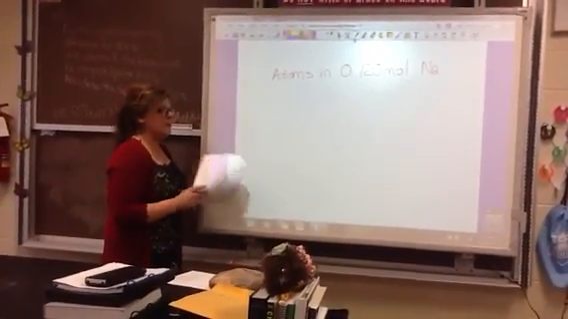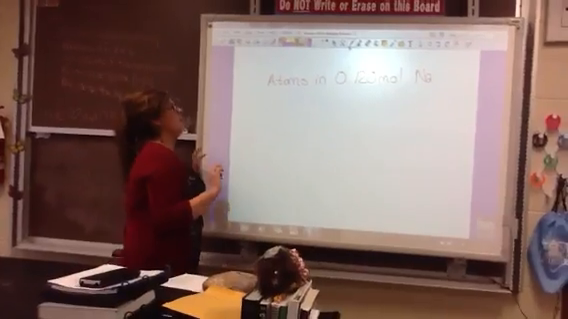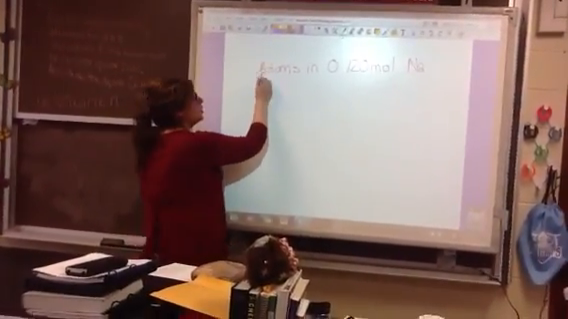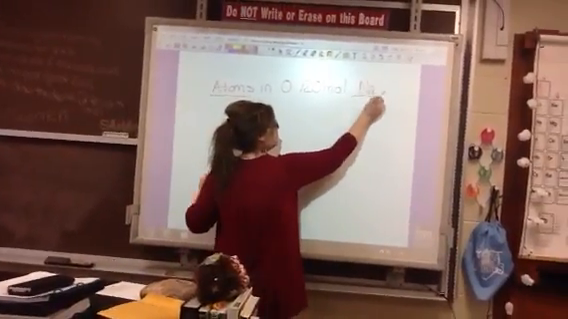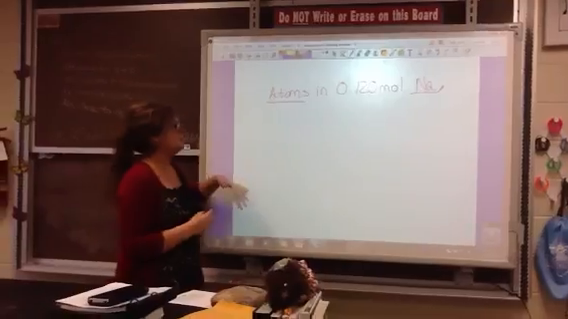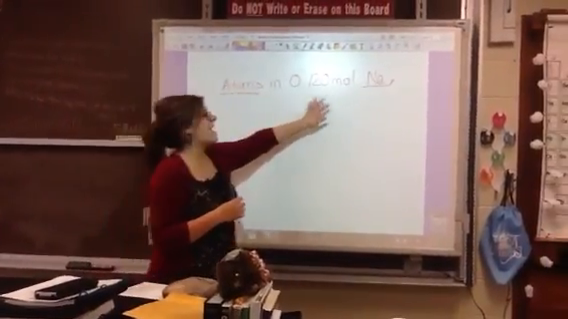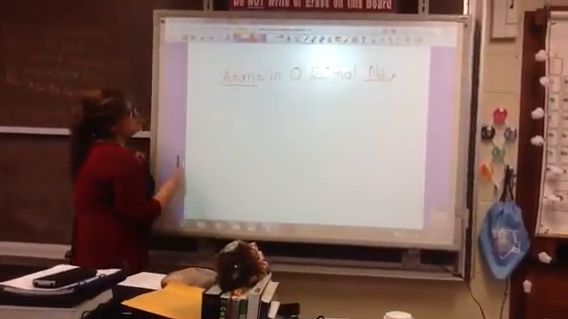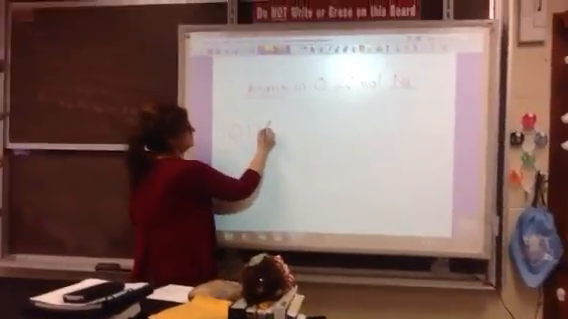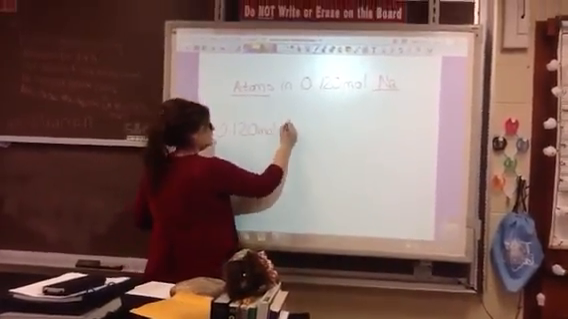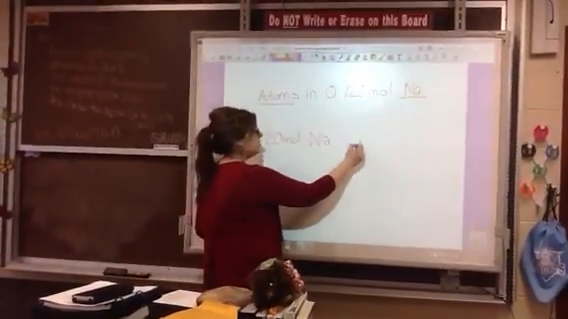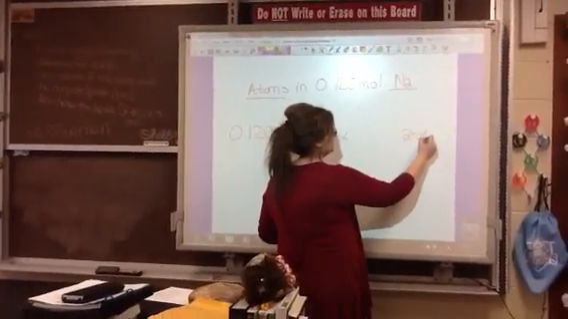So first I want you to also look at this and be reflective and evaluate. Would it make sense that I use the word atoms with the element sodium? Would that make sense? Yes. Should be saying yes, because elements are made of atoms, so I can have atoms of sodium, so that's good. So atoms in 0.120 moles. So I have 0.120 moles of sodium. My goal is to change it into atoms. So I really want atoms of sodium.